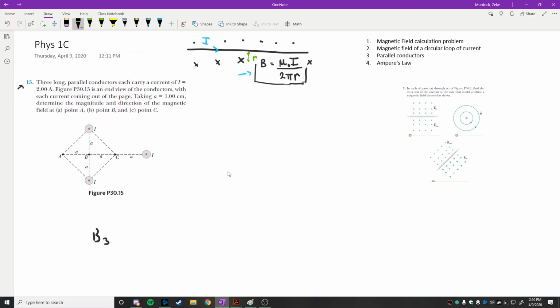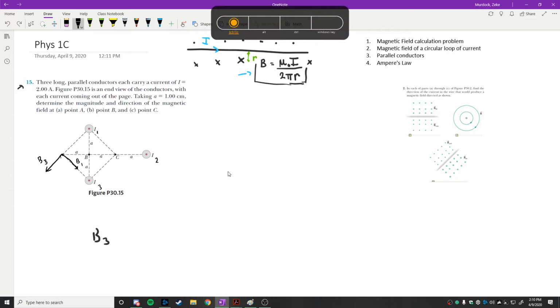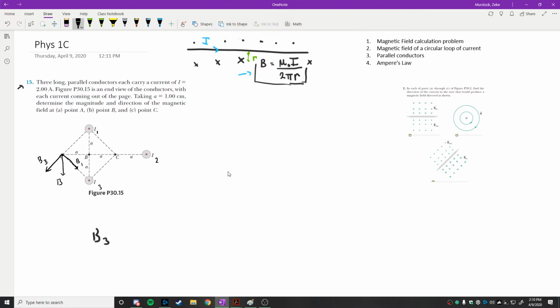So this one we said we're going to call this one 1, we're going to call this one 2, and we're going to call this one 3. And we just found that if you go to this point right here, the field created by 1 basically points along a line like that. That would be what we call B1. And then the field for 3 we said is going to point along a line like this. It's going to be B3. They're going to be equal to each other. And then the field for this one is going to point straight down like this. Sorry, writing down hard. There we go. Those are the 3 vectors that we have.